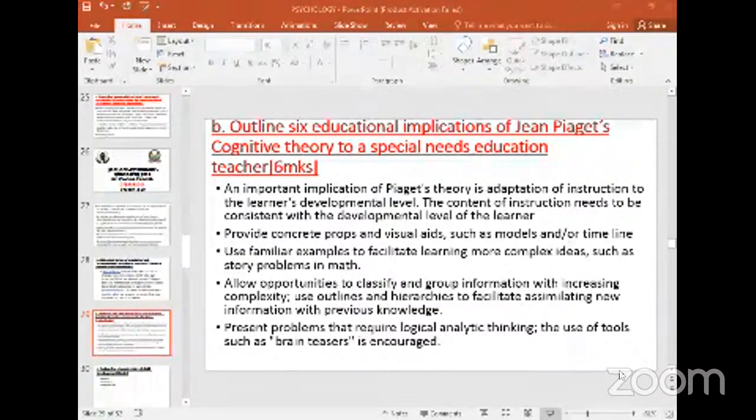Teachers to encourage children to manipulate objects and the environment, to facilitate the cognitive development and the cognitive abilities. So that is very right. Thank you.